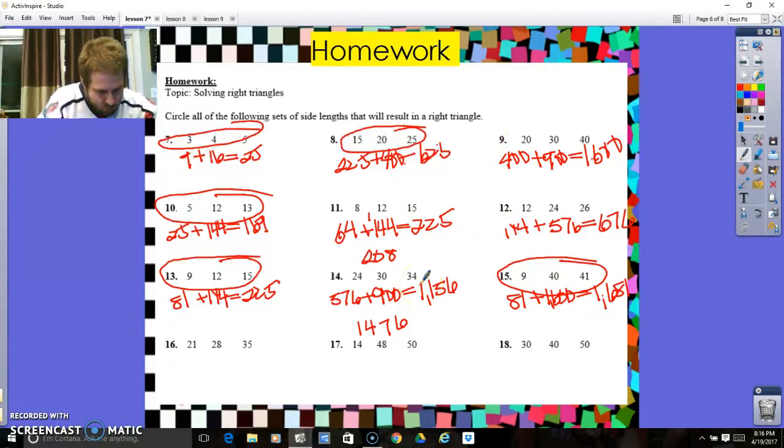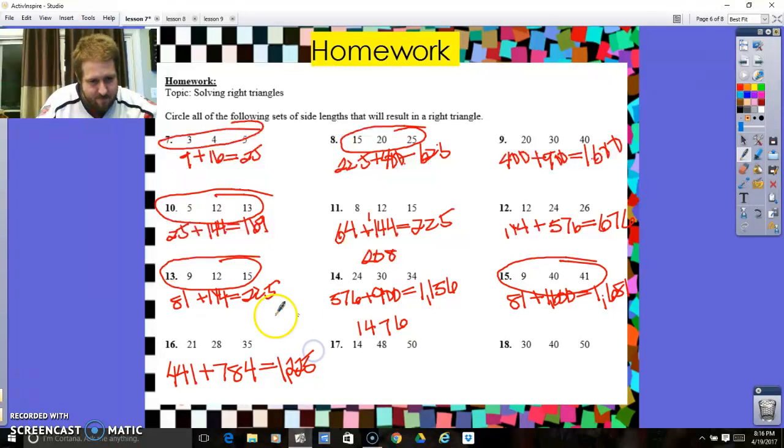21 times 21 is 441. Plus 28 times 28, 784, equals 35 squared, 1,225. That looks to be a match. That is a right triangle.